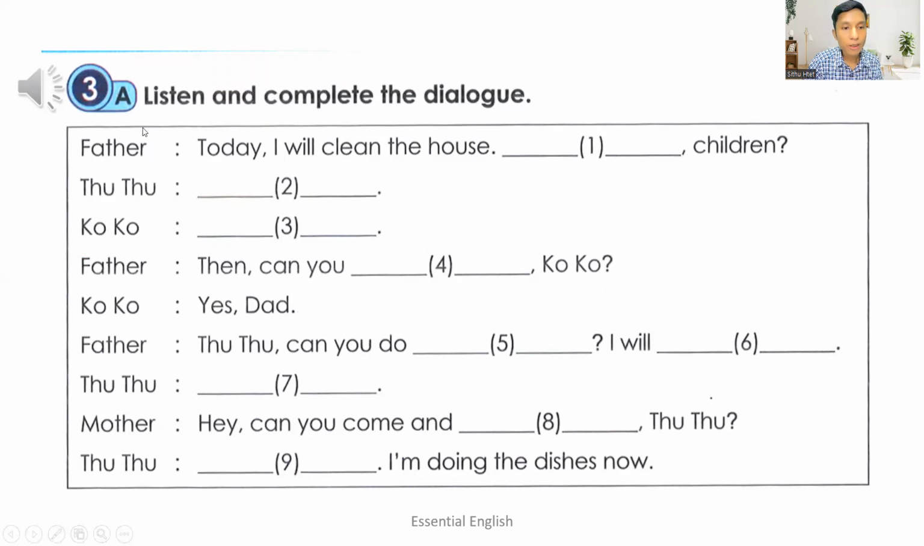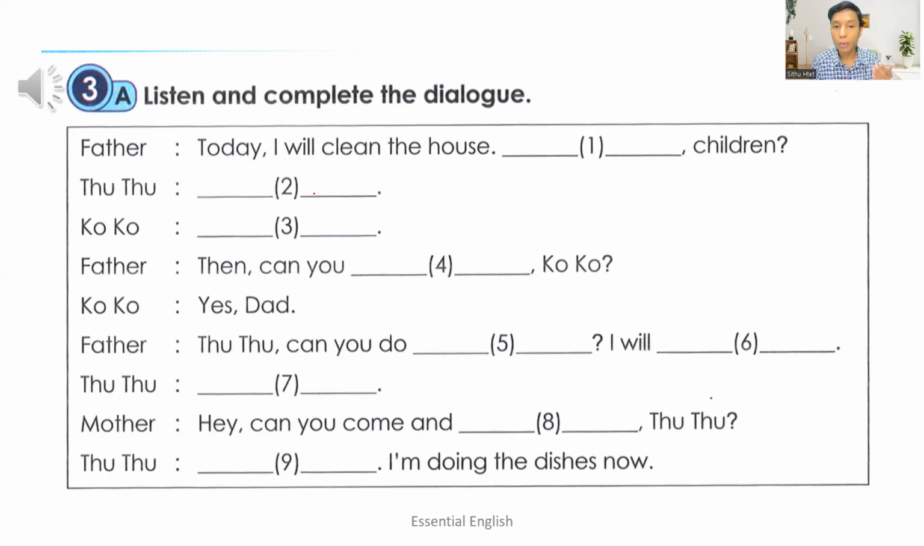There are three people in this conversation, Father, Tutu, and Coco. And they are talking about cleaning the house or maybe something else. Father said, today I will clean the house. Okay, so you have to write something here and the children, Tutu, respond to it. Tutu said something. What is it? And Coco also said something. What is it? And father said, then can you?